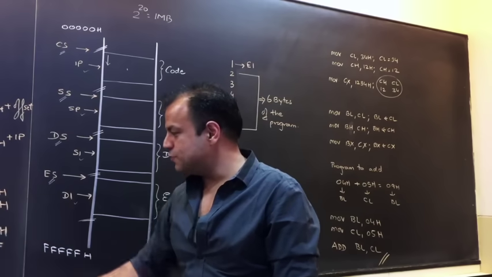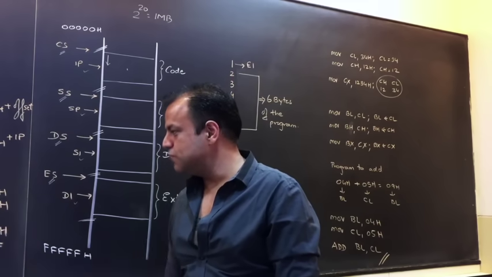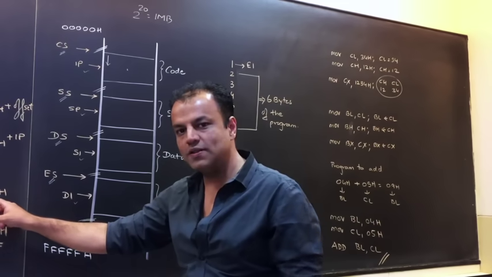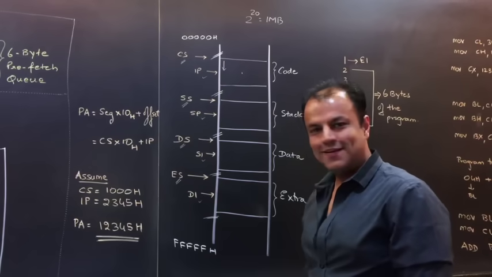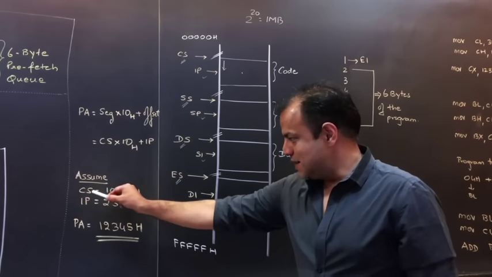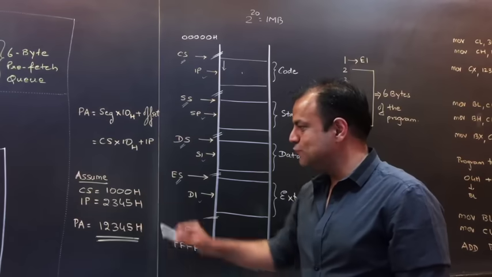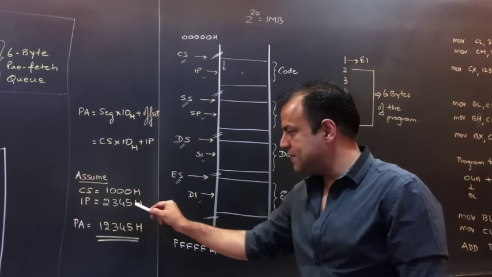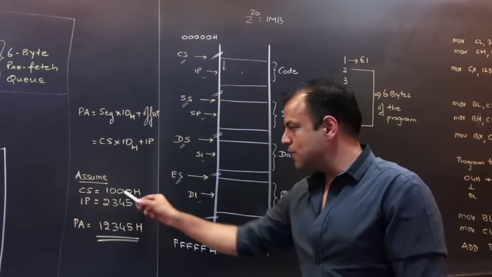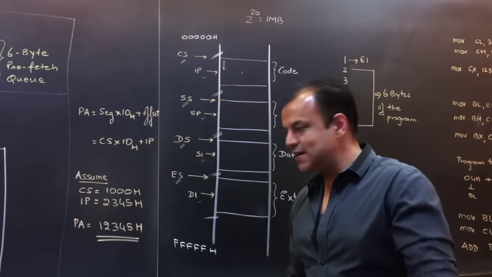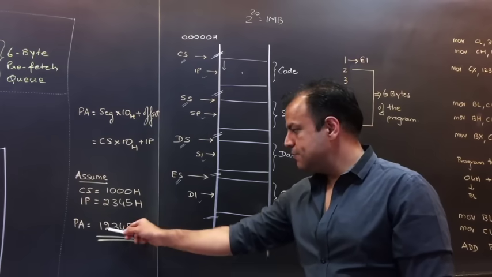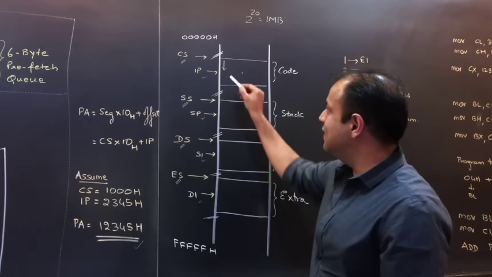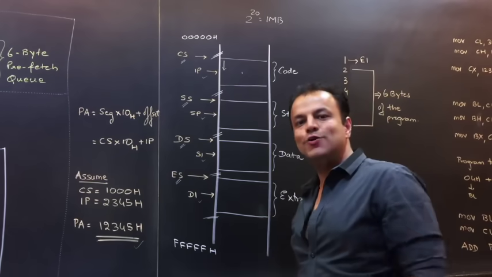Assume the segment address is 1000 and the offset address is 2345. Assume CS is 1000 and IP is 2345. CS is your segment address, IP is your offset address. Combine the two. 1000 multiplied by 10 is 10,000 plus 2345 becomes 12345. That is how the processor calculates the physical address.